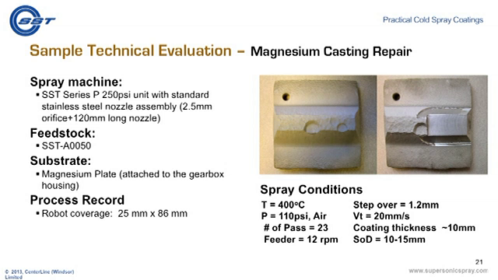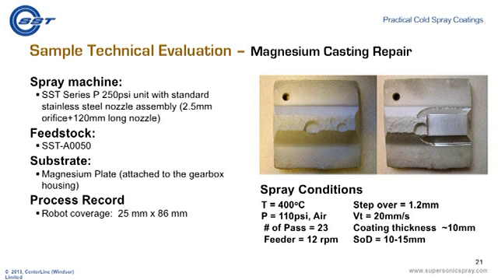So what we wound up with were spray conditions of the following: a gun temperature of 400 degrees C, air pressure of 110 psi. That's important to note because that's just your standard shop compressed air. Number of passes to accomplish this deposition was 23. We're going to record our powder feeder rate at 12 RPM. We're going to step over the robotic pathway at 1.2 millimeters, considering that the nozzle exit diameter is approximately 6.1 millimeters. Our robotic travel speed is 20 millimeters per second.